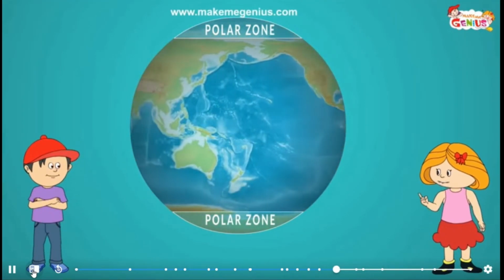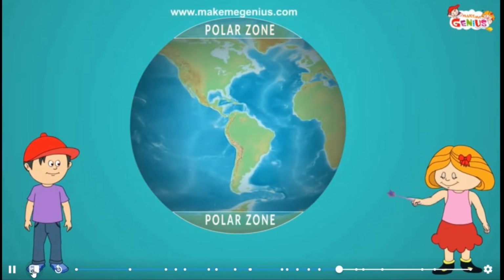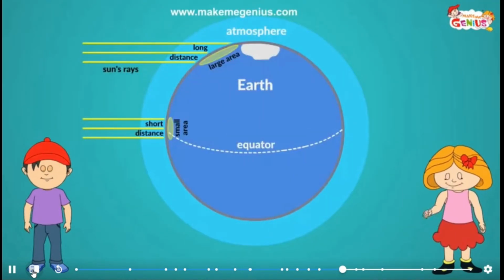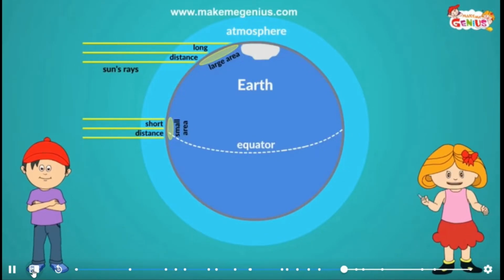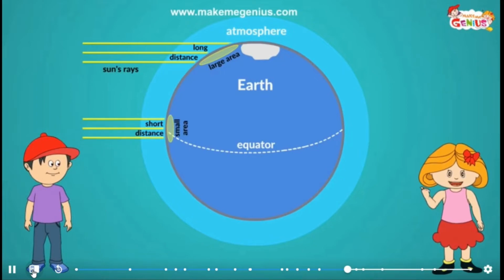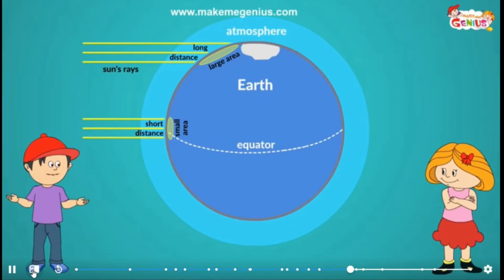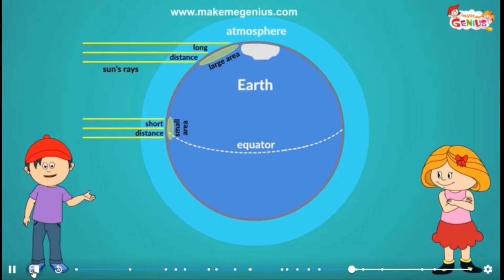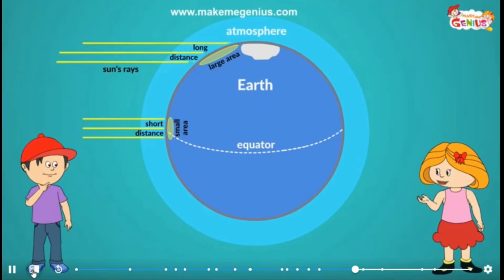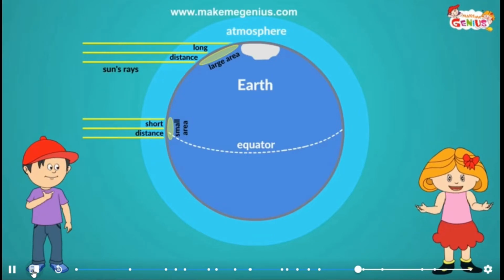You know that our Earth is spherical in shape, right? Yes. Look here. The region near the equator gets more direct rays of sun. The direct rays are concentrated over a smaller area, and so they heat up the Earth more. As we go away from the equator, the sun's rays strike the Earth's surface at an angle. The slanting rays spread over a larger area, and so they don't heat to the same extent as direct rays.